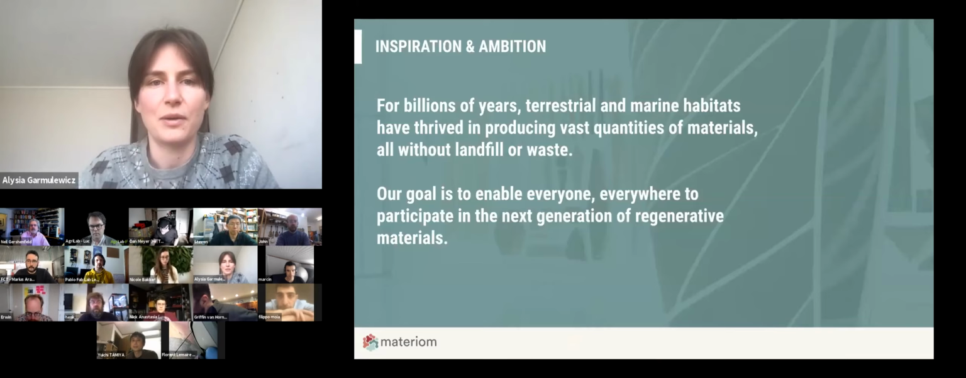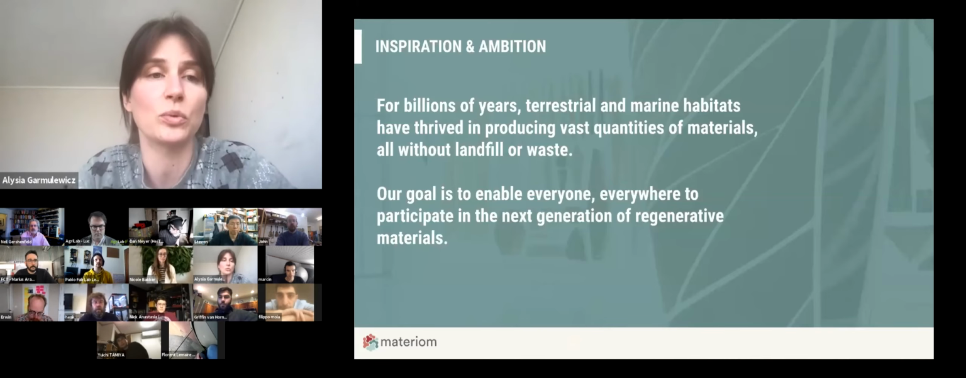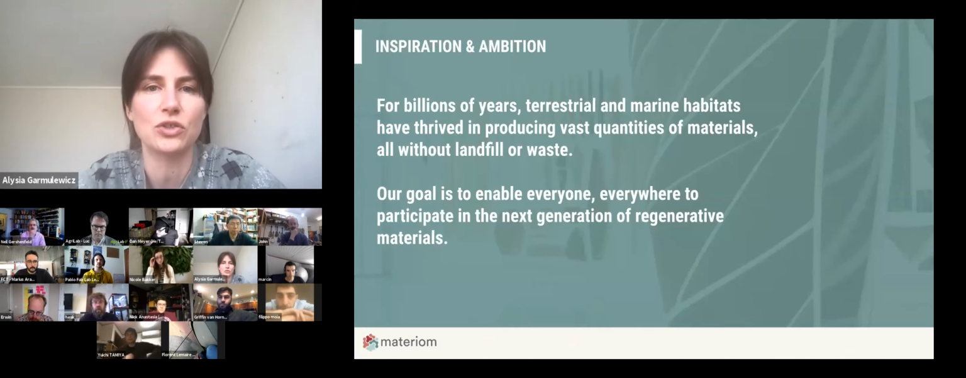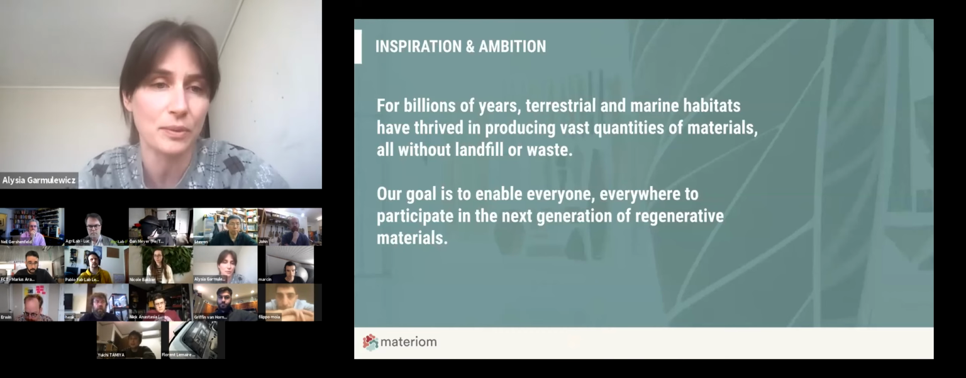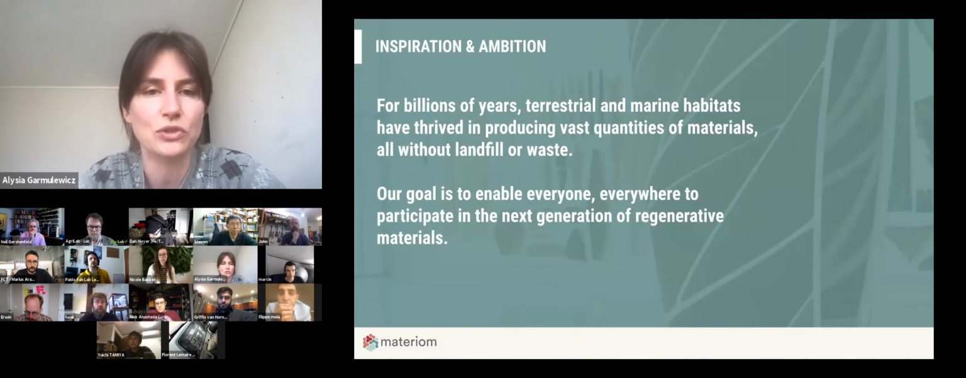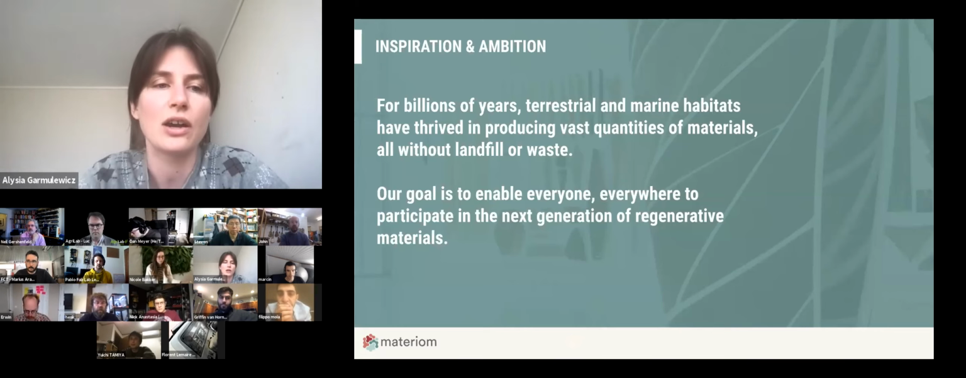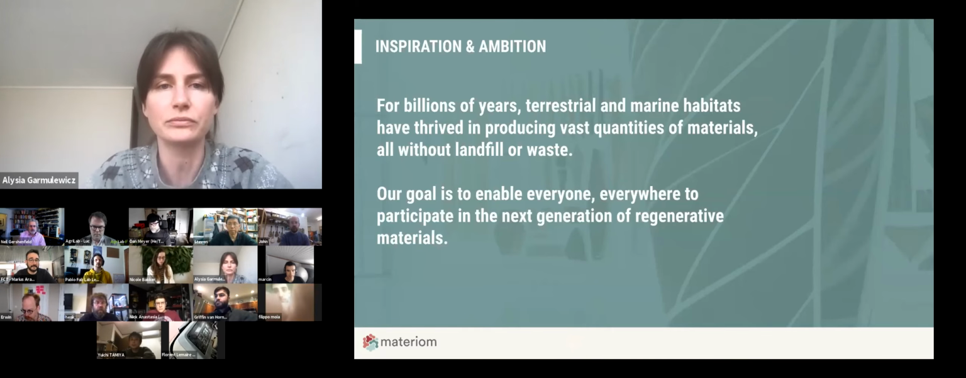To launch into it, the inspiration behind Materium is the natural world. For billions of years, terrestrial and marine habitats have thrived in producing vast quantities of materials, all without landfill or waste. So the idea is to take notes from that. In terms of enabling a different approach to supply chain development with these new materials, our goal is to enable everyone everywhere to participate in the next generation of materials that are regenerative, so they come from biomass and go back into nutrients.